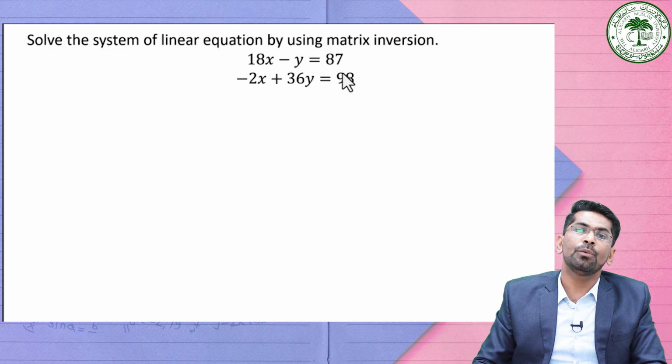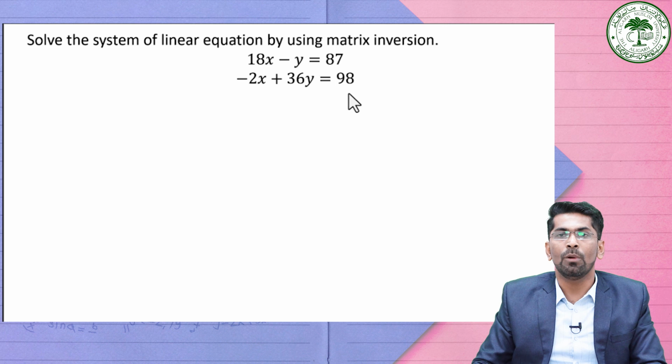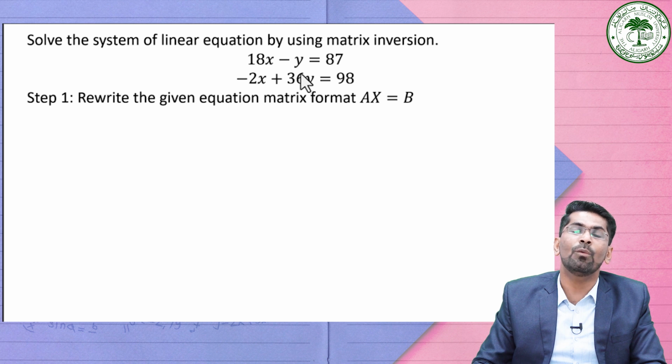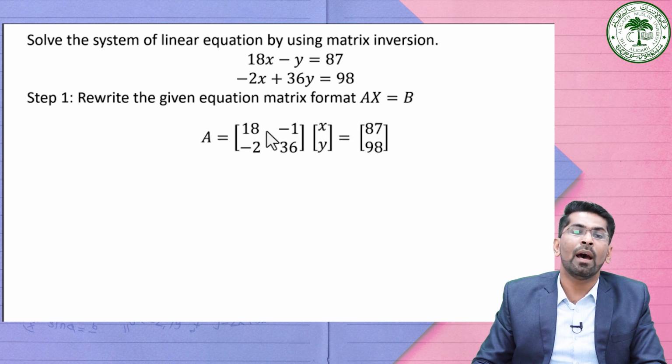See, consider we have two simultaneous equations here, that is 18x minus y which is equal to 87, minus 2x plus 36y which is equal to 98. Now we are going to write this particular system of linear equations in the form of Ax is equal to B. We know what actually is meant by A, which is the coefficient of each variable. We are going to frame a particular matrix by considering only the coefficients of the variables. So here the coefficients of the variables are 18, minus 1, minus 2 and 36, which we are writing here.